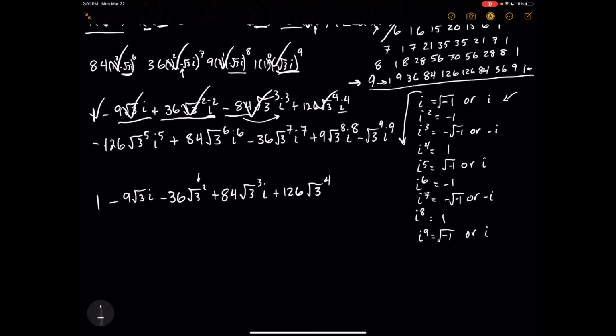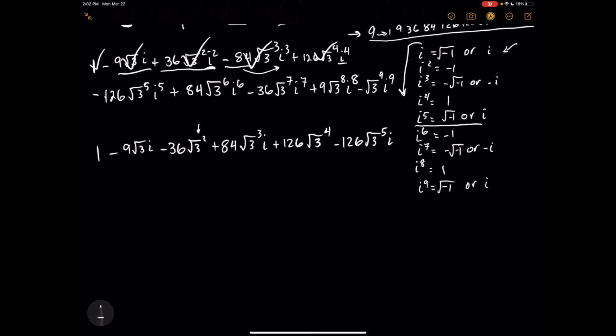Okay, check that one off. Now I've got negative 126 i to the fifth, and this is where this kind of writing out comes in handy. i to the fifth is just i, so I'm going to have negative 126 root 3 to the fifth i. And the next one, 84, i to the sixth is actually negative 1, so it was a positive 84. Now it's going to be negative 84 root 3 to the sixth. And the i is gone, right? So no i there. Then I've got negative 36. i to the seventh is negative i, so it'll be positive 36 root 3 to the seventh i.